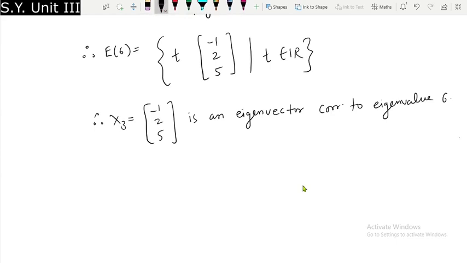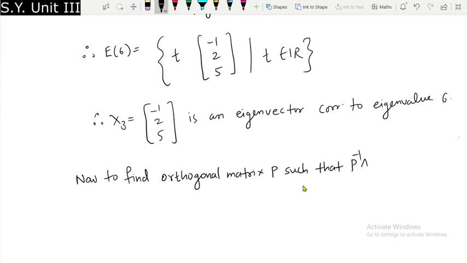I will write it here. Now to find orthogonal matrix P, right? Now to find orthogonal matrix P such that P inverse AP is equal to what? A diagonal matrix, isn't it?